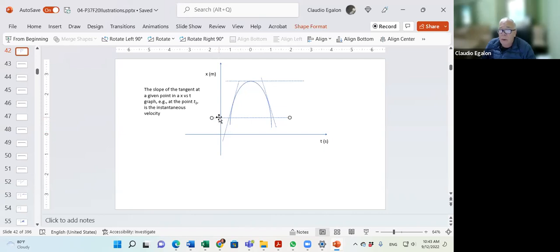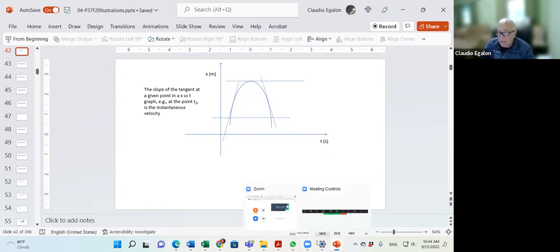The distance is going to be what? It's going to be this distance traveled plus this other distance traveled. So that's the difference between distance and displacement. Okay? Any questions about that? Remember that.